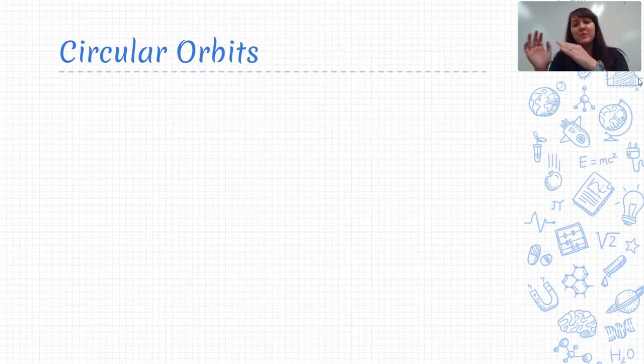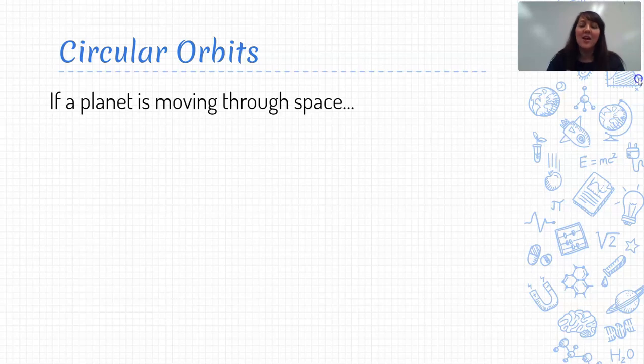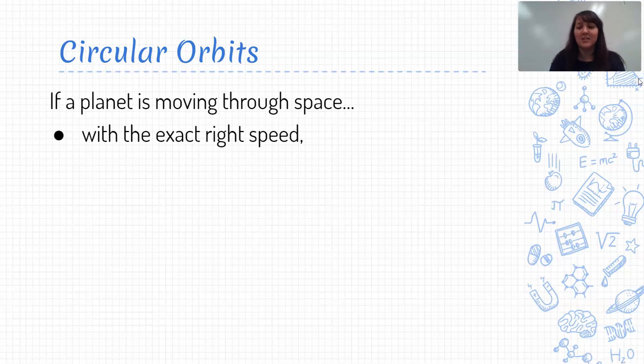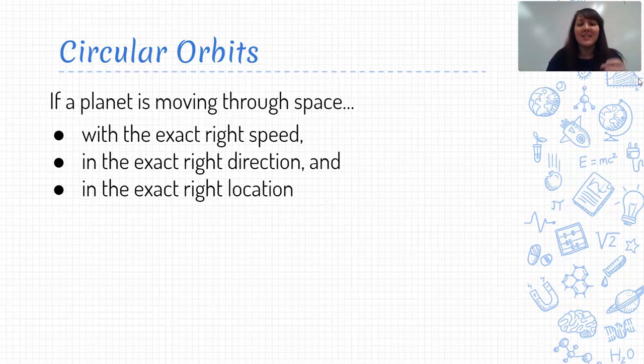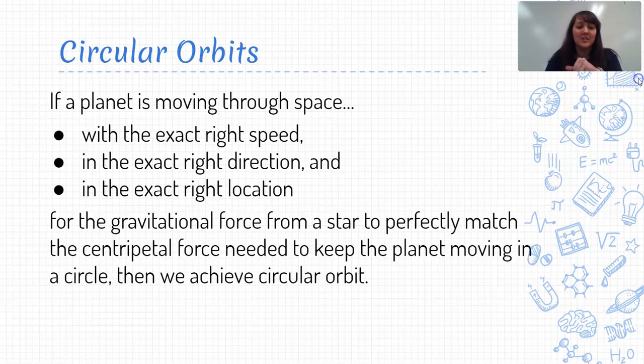So let's start off. We've talked already about circular orbits, and circular orbits are nice and symmetrical and easy to analyze using centripetal force. Everything is nice and consistent there. But in order to achieve a circular orbit, a planet has to be moving through space at the exact correct speed, in the exact correct direction, which would be perpendicular to the direction of the radius towards the body that it's orbiting, and in the exact right location, the exact right distance away for the gravitational force from the star that it's orbiting to perfectly match the centripetal force needed to maintain that circular orbit.